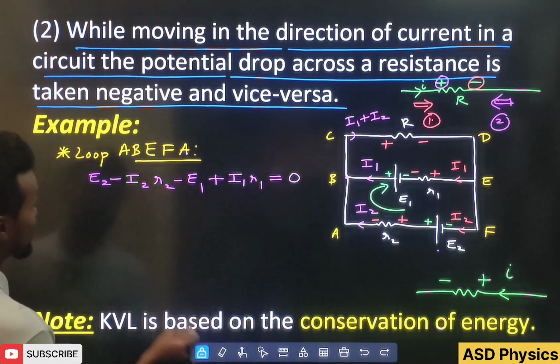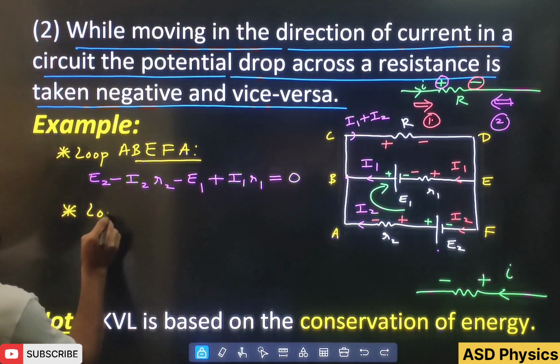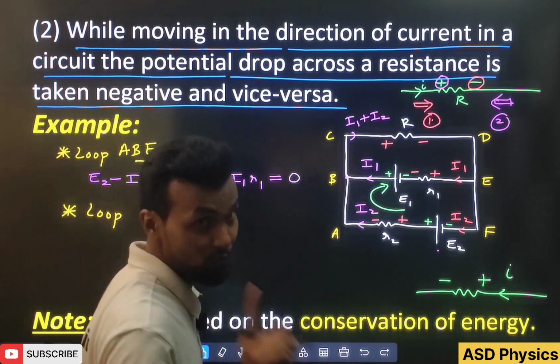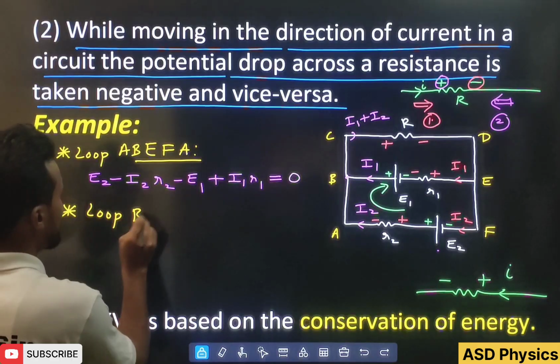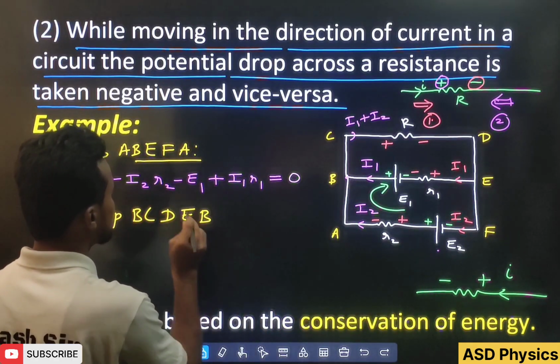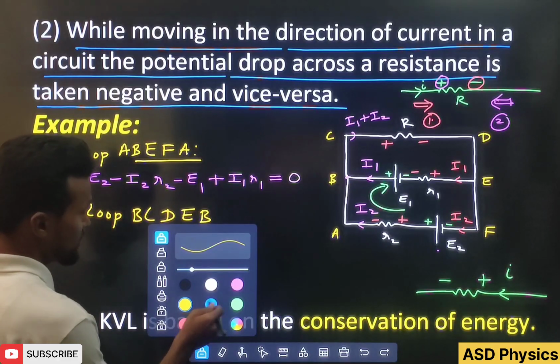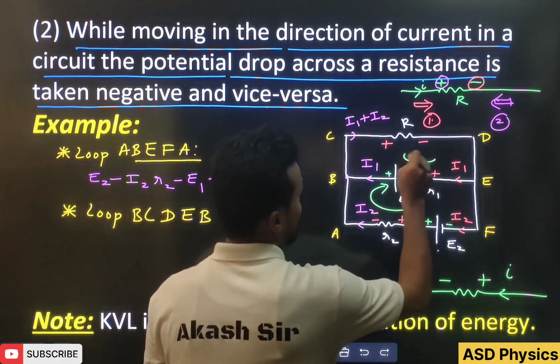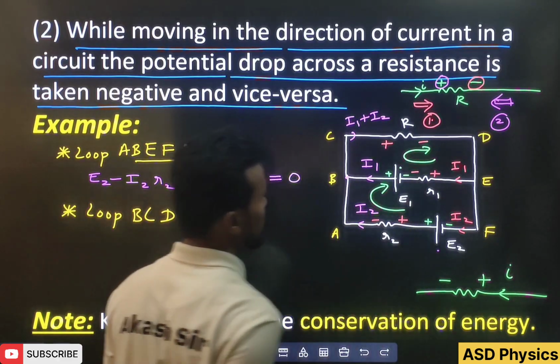Great. Now students, after that, if we take one more loop, let's take the upper loop. Name of the loop: B, C, D, E, B. So students, now we are going in this direction, and again I have started with the battery E1.